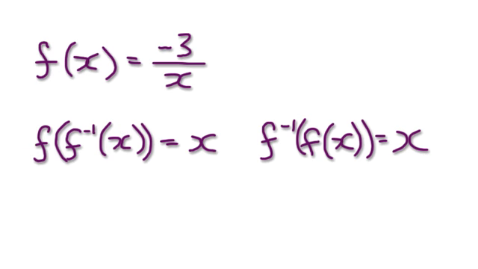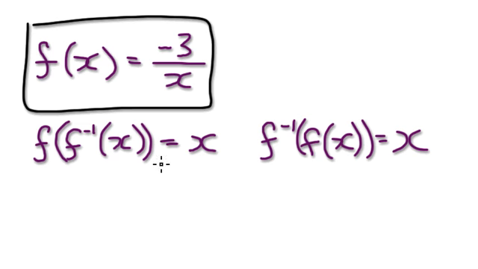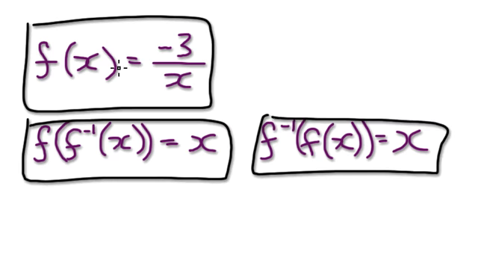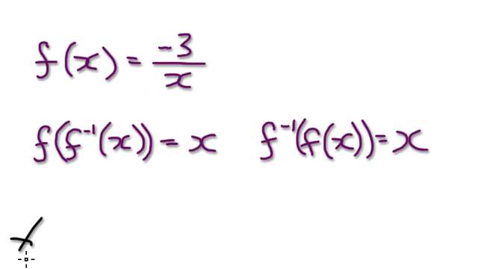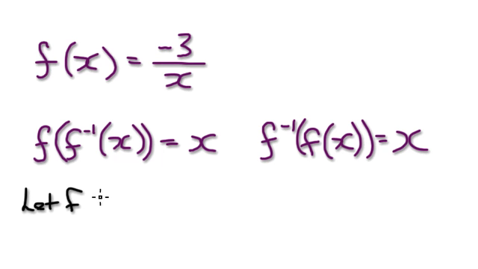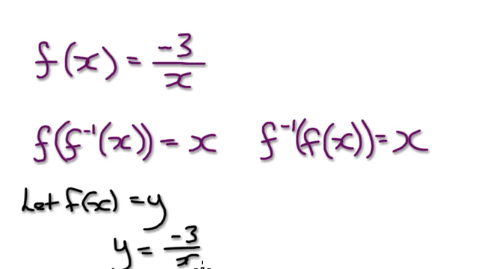Okay, well, anyway, given this function here, show that this is true and show that this is true. So remember, you need to find the inverse first. Okay, so press pause and have a go. Okay, so the first step is to find the inverse of this. So let f of x equal y. So we're going to say y equals minus 3 over x.